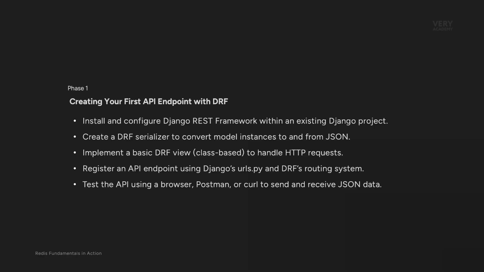In this tutorial, we made sure the REST framework was installed. We've created a DRF serializer to convert our model instances into JSON so that it can then be sent back to the client. We've implemented a basic DRF view, a class-based view to handle the HTTP requests from clients, and we've registered an API endpoint using Django's URLs.